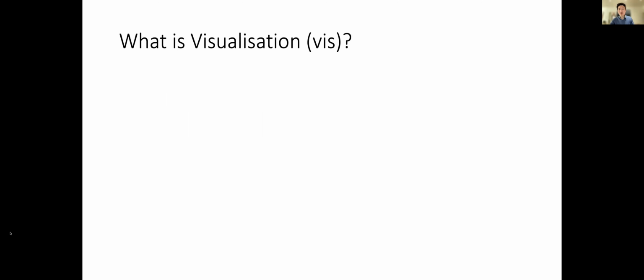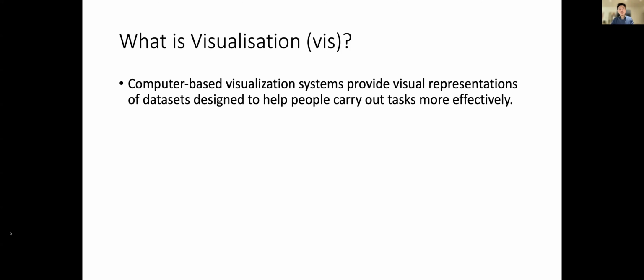I guess most people have some understanding of what visualization is without a precise definition. This is a definition given in the book, and we'll probably just use it now. You don't really need to remember the definition, just to understand some subtleties in there. According to the book, visualization is: computer-based visualization systems provide visual representations of datasets designed to help people carry out tasks more effectively.